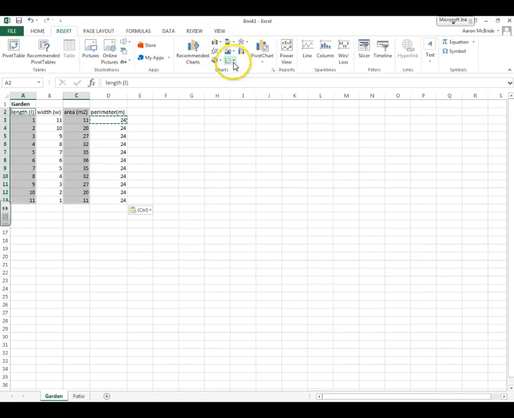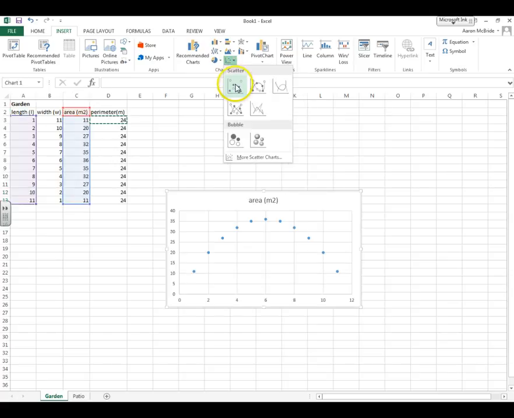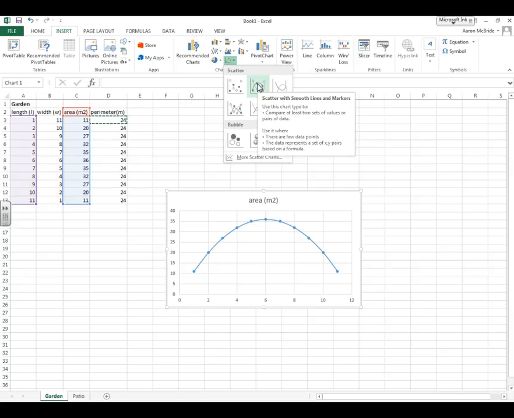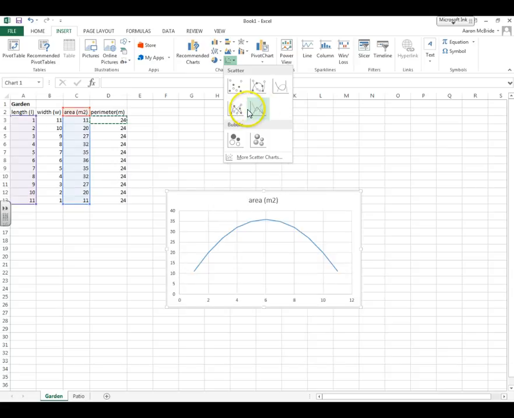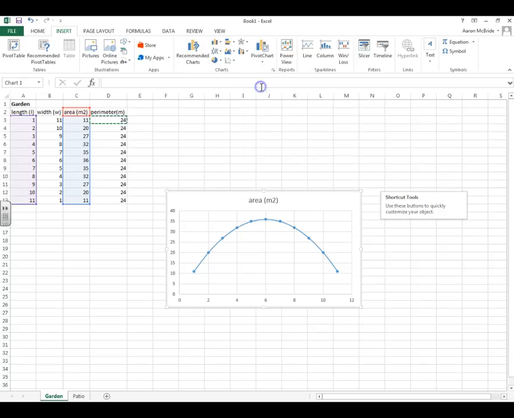We want to insert a type of graph. In this case, it says insert scatter XY. That looks good. There's different ways we can make it look. We want a trend line on this, so I would want one that has a smooth curve. And there's no data points here. It's sort of connected with small line segments. It looks like probably this one here would be my best fit.